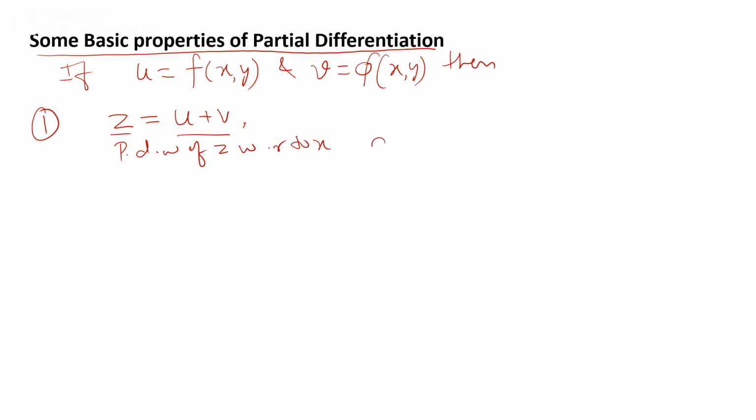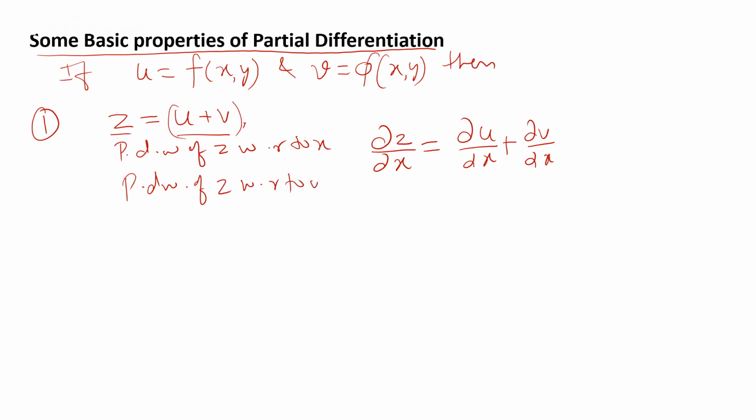we write del z upon del x, and we can operate directly; this is a linear property. So we can write del u upon del x plus del v upon del x. And if we want to write the partial derivative of z with respect to y, similarly we write del z upon del y equals del u upon del y plus del v upon del y.